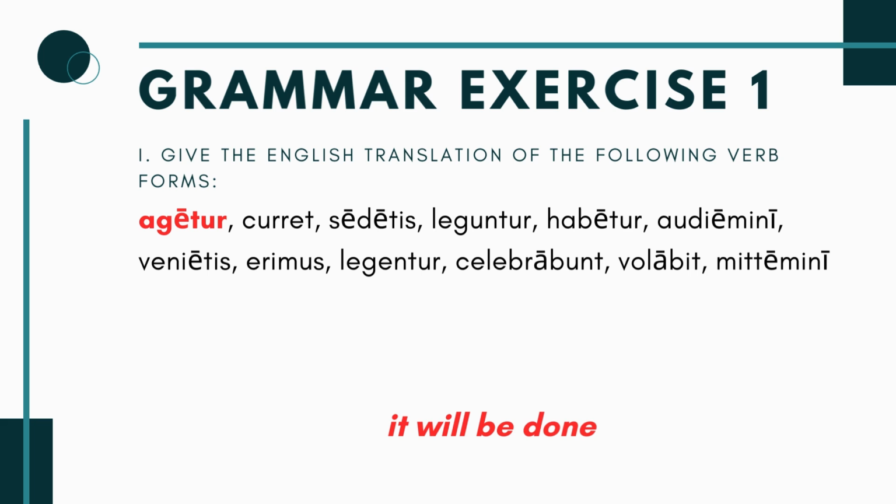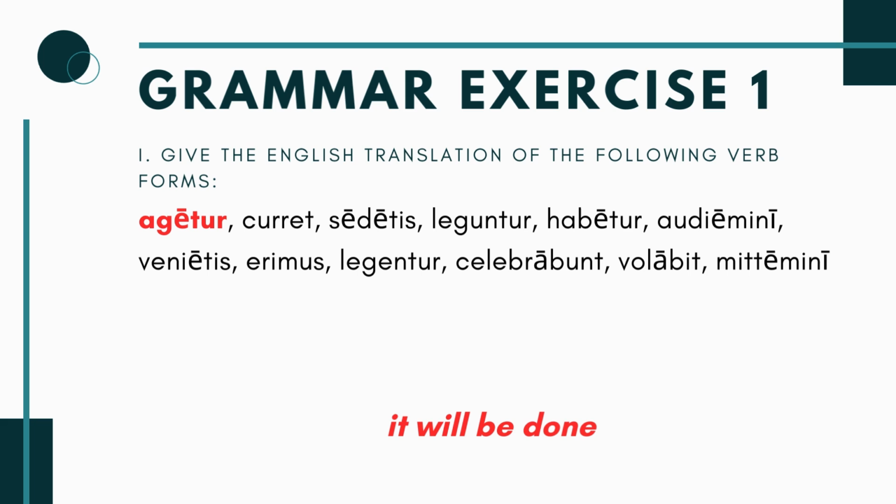So in part 1 of Grammar Exercise 1, it's asking you to just translate into English, right? It says give the English translation of the following Latin verb forms, okay? So you start with agetur. Now you want to remember that here, the thing you're trying to figure out is make sure it's future tense, right? And then you want to know, is it active or passive voice? So this comes from ago agere, which means to lead or to do.